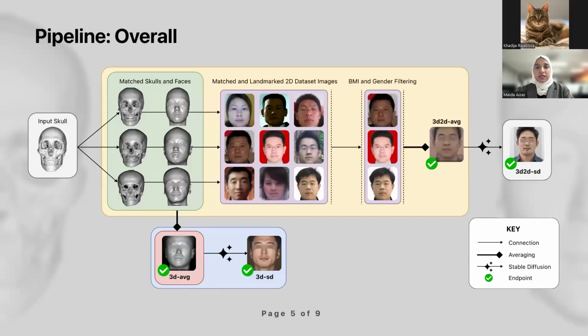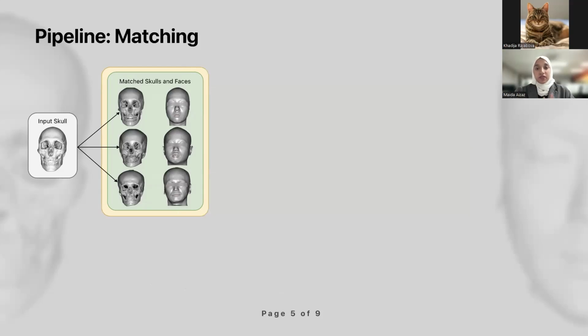In our pipeline, we basically conduct an ablation study of sorts with 4 different conditions that are given by the green check marks on the screen: 3D average, 3D SD, where SD stands for stable diffusion, 3D 2D average, and 3D 2D SD. So getting into the pipeline itself, we start with the input skull, for which we know the BMI, the gender, and the age group like we've discussed before. Then we match the skull with skulls from the database based on the landmarks that we discussed before, and we get K-matched skulls using the Euclidean distance between the landmarks. Once we have these K skulls, we fetch their K faces.